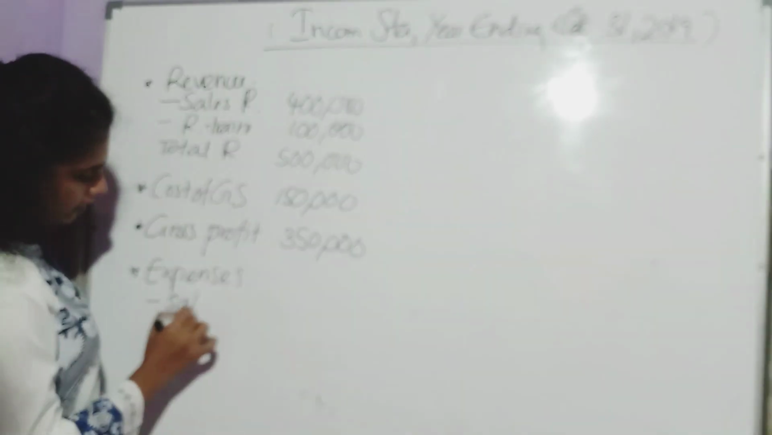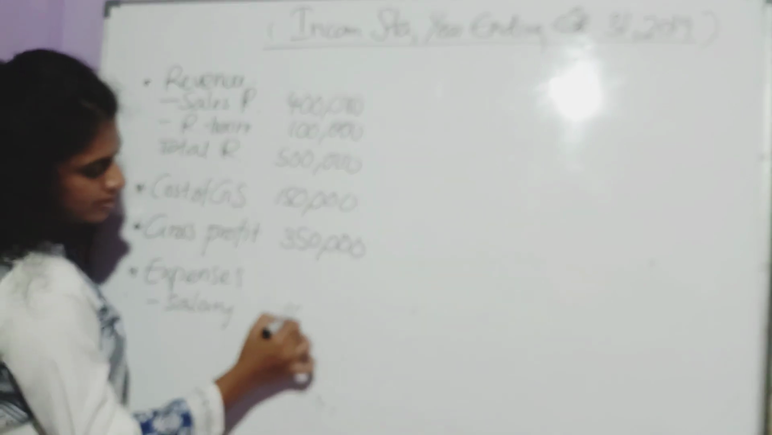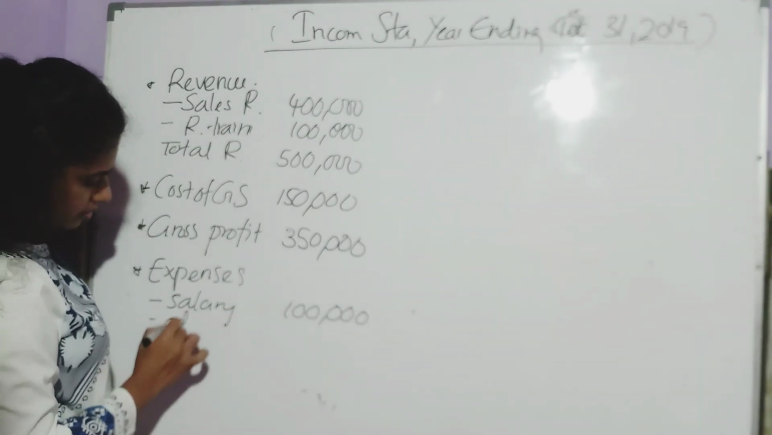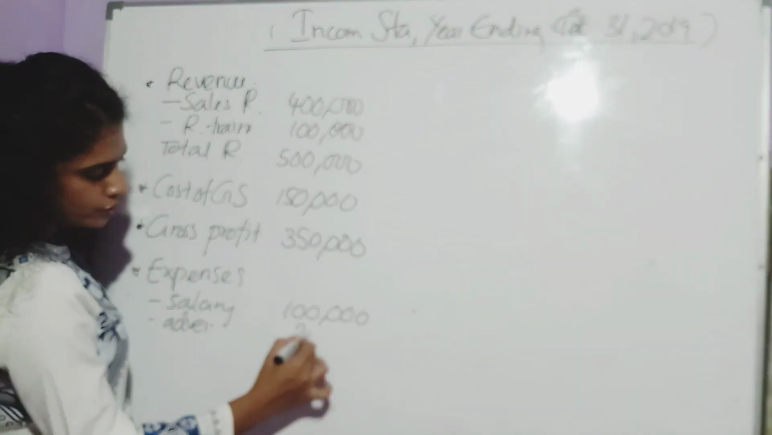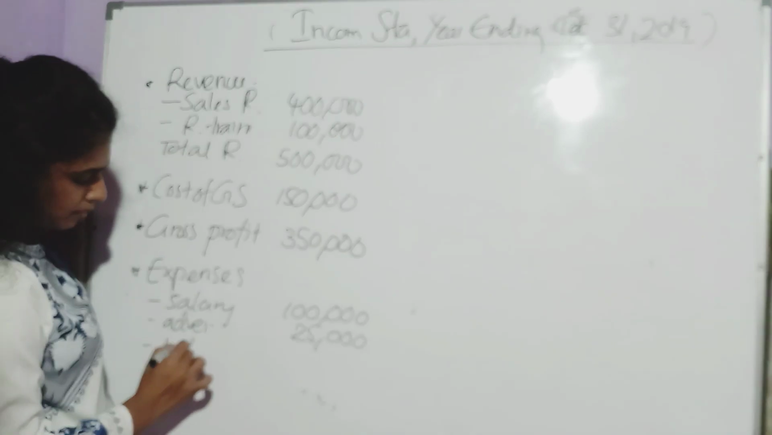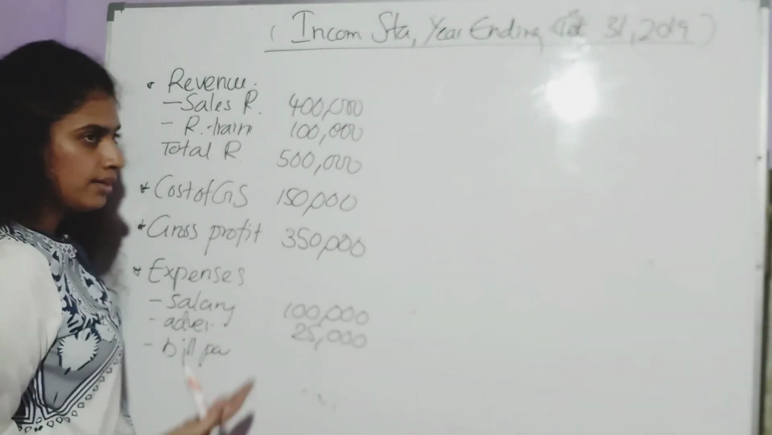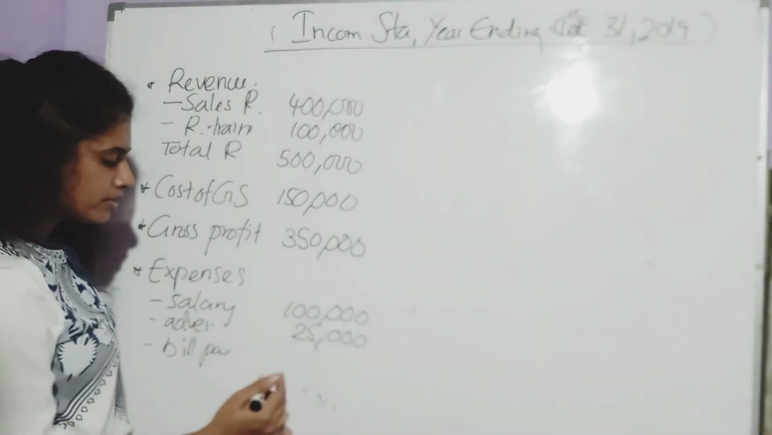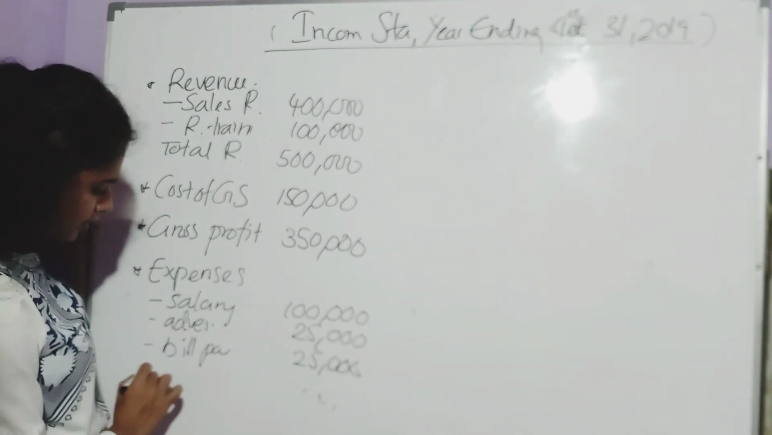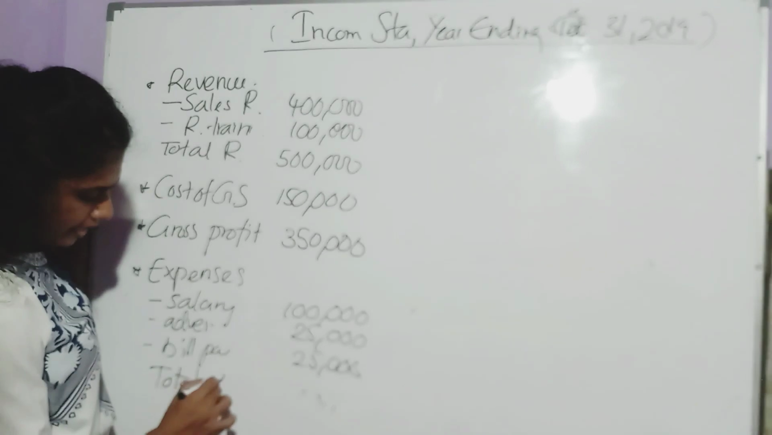First one is salary. Let's say 100,000. Then advertisement expenses, let's say 25,000. Then bill payments. Bill payments means electricity bills, water bills, telephone bills, all. Let's say it's also 25,000. Then we'll get the total expenses.